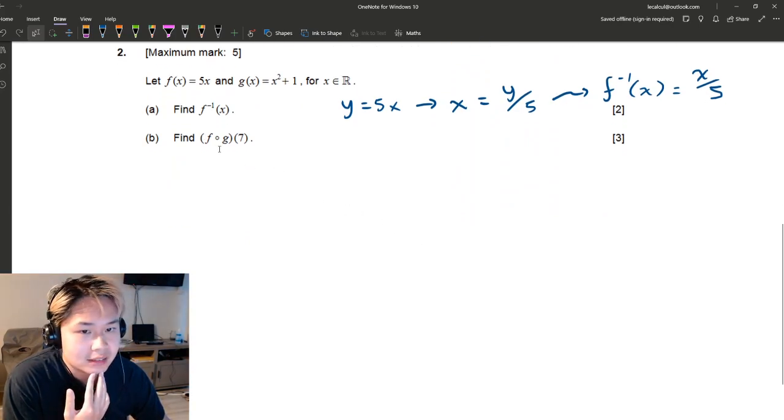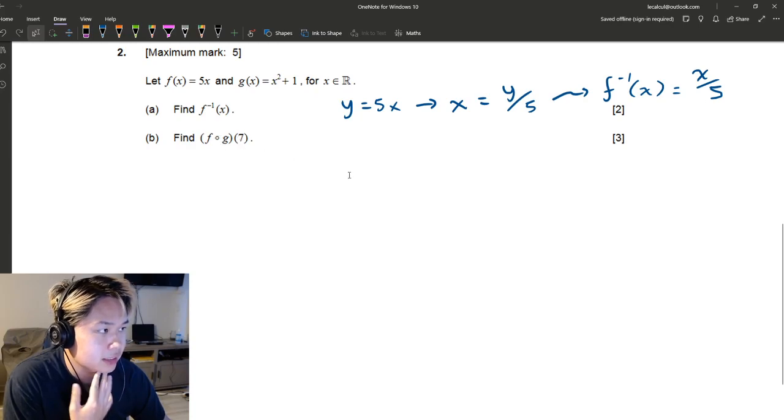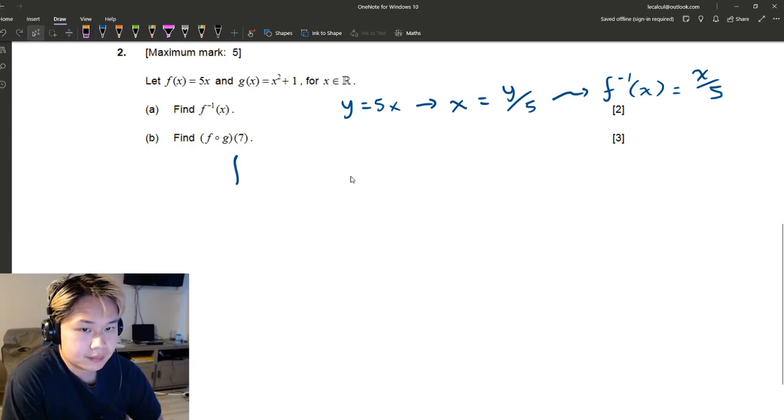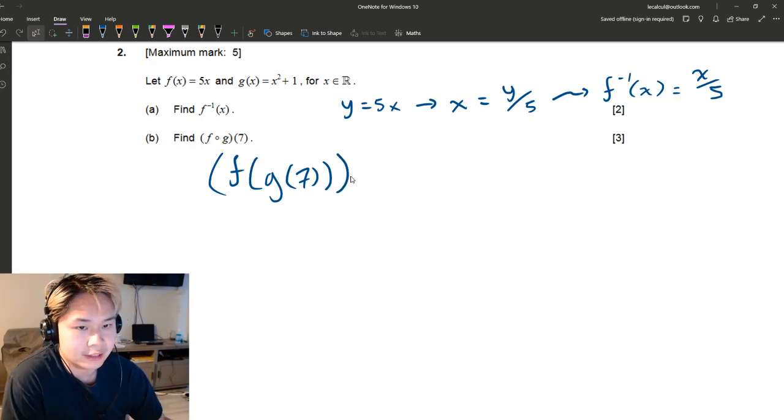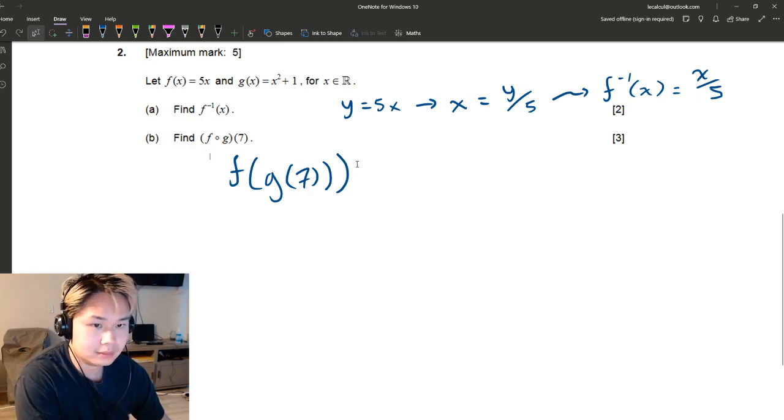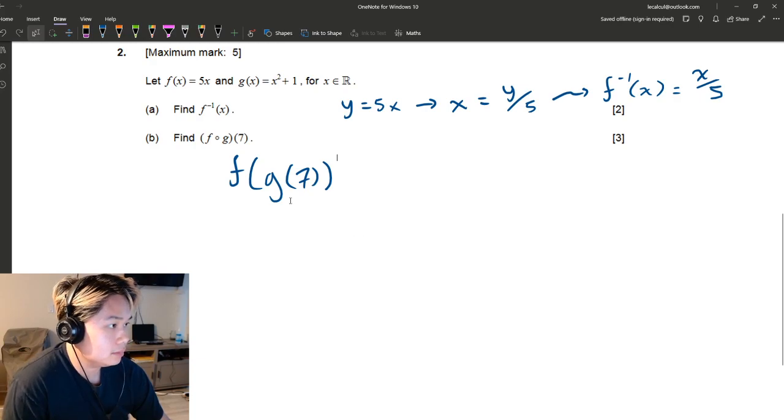Okay, what's next? Composition. We want to find f of g of 7. So essentially, we're trying to find this. I don't know why I put outer brackets, but whatever. This notation here? Yeah. That's why I always write it as this.